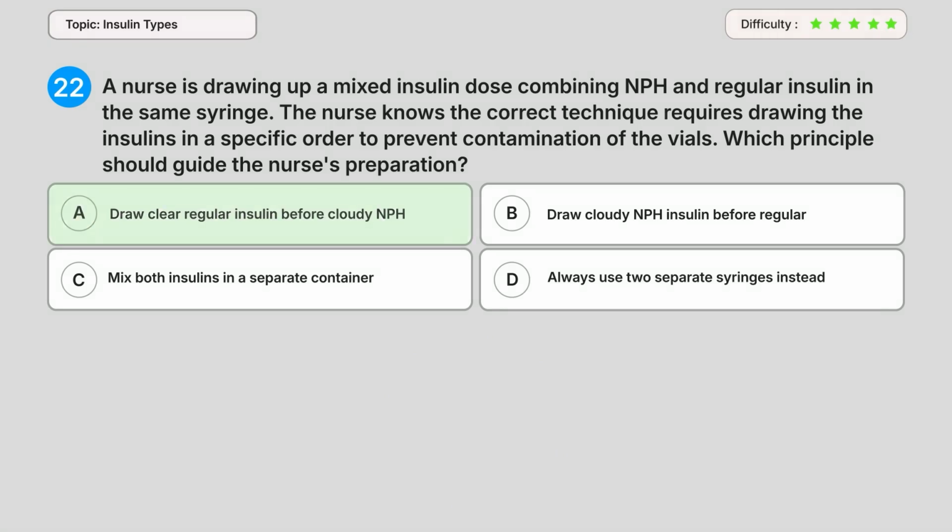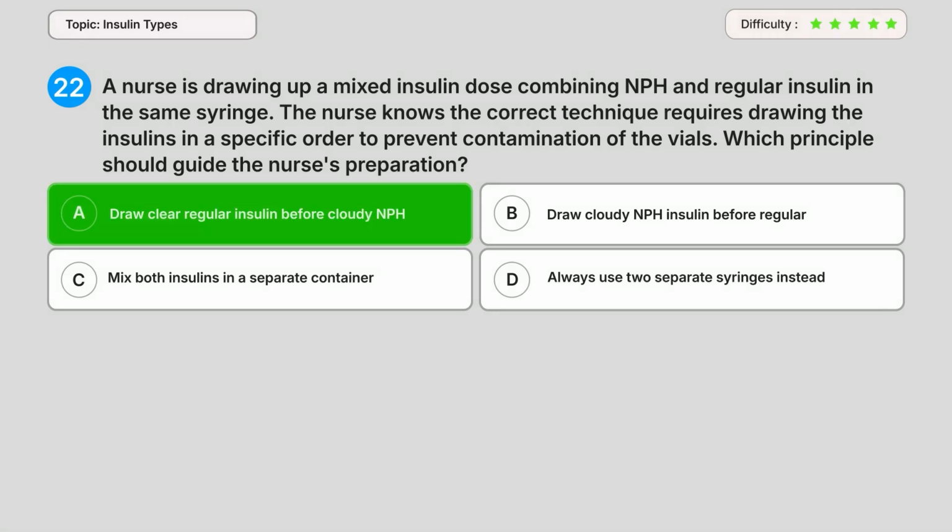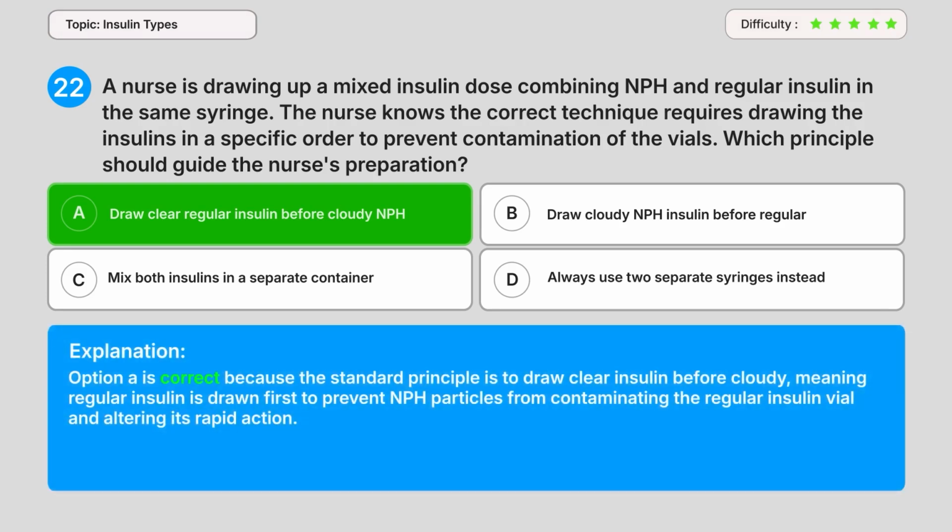Correct answer, A. Draw clear regular insulin before cloudy NPH. Explanation. Option A is correct because the standard principle is to draw clear insulin before cloudy, meaning regular insulin is drawn first to prevent NPH particles from contaminating the regular insulin vial and altering its rapid action.